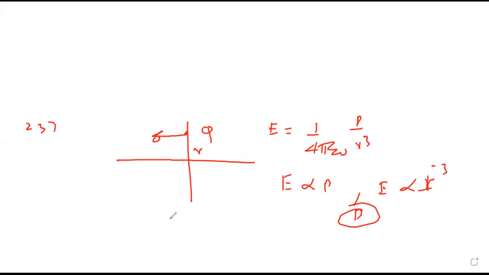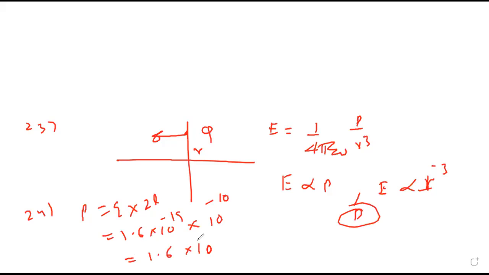Two more we can wind up, so that all 25 get over. 24. Electric dipole, each charge of magnitude this much. Find what is the dipole moment. Dipole moment means charge into distance between them. Charge is of magnitude 1.6 into 10 raised to minus 19, and distance is 1 angstrom, that means 10 raised to minus 10 meter. So this is 1.6 into 10 raised to minus 29 coulomb meter. Option C.